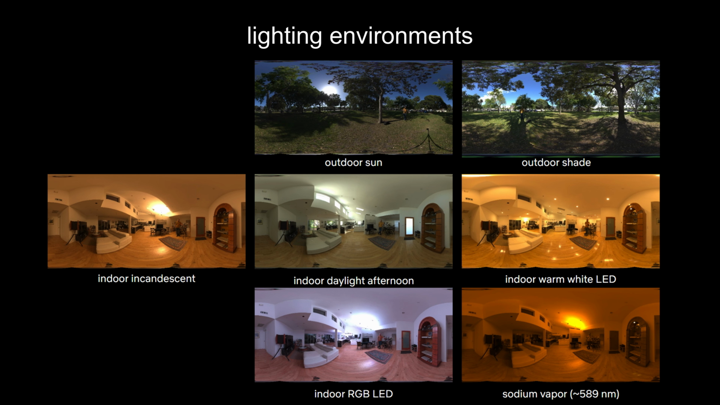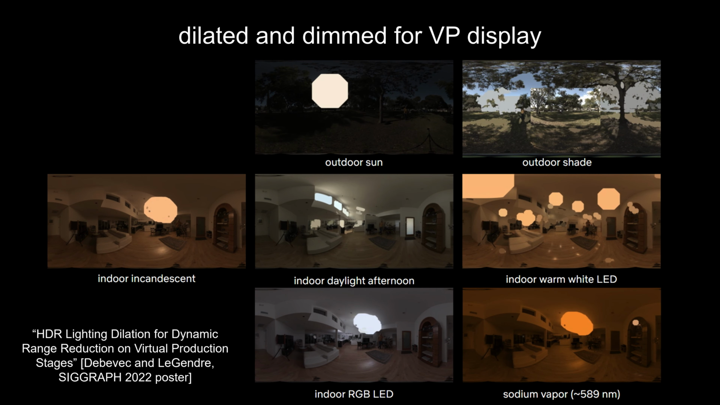And in order to display these within the somewhat limited dynamic range of an RGB virtual production stage, we also developed another technique, which was a poster at this year's Siggraph, in order to reduce the dynamic range of the HDRIs to be able to display them properly. And you can see what that looks like here, where these light sources are essentially dilated. We're able to maintain the overall light energy in the scene as well as the general directionality, but not have any light sources that are clipped when we display them on the volume.